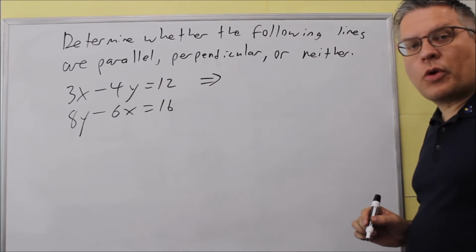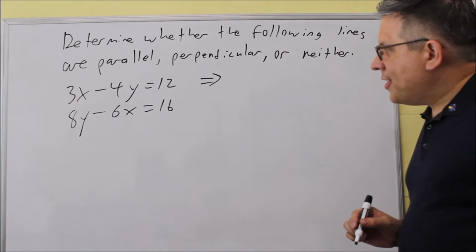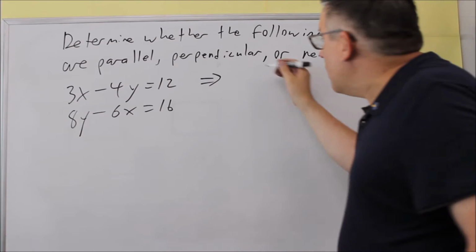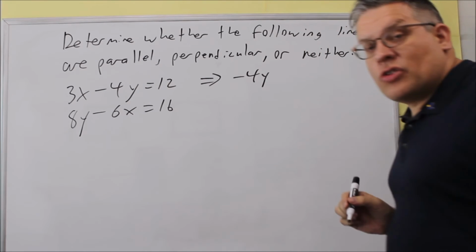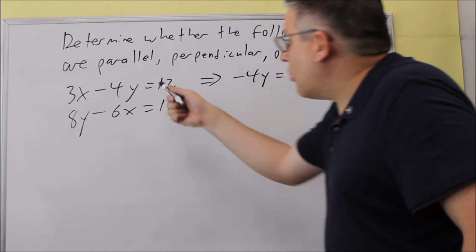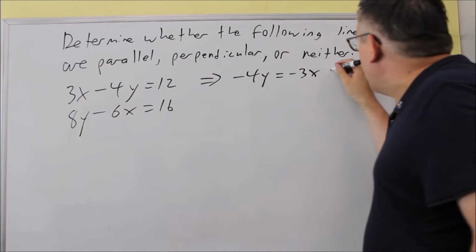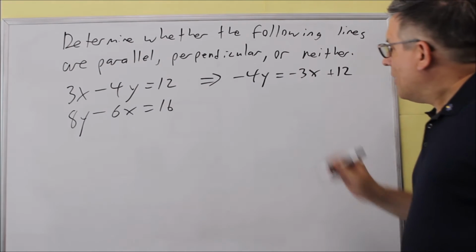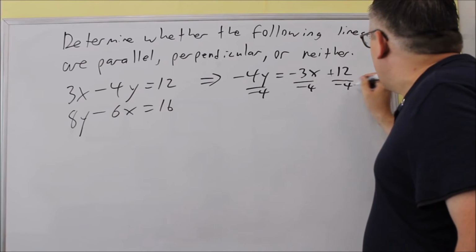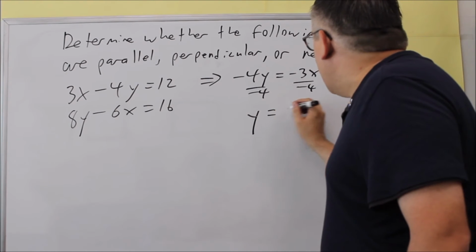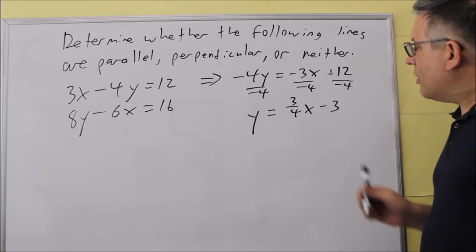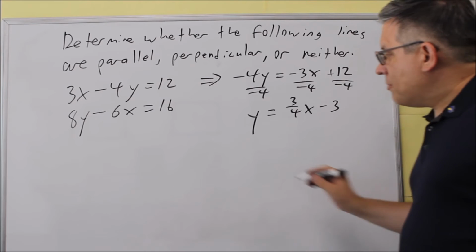Now the first one, we want to solve for the y. To do that, I'm going to move the 3x across the equal sign, so it's going to become negative. Now the negative in front of the y, that's still got to stay there. I still have the 12 over there, that's positive. Let's divide both sides now by -4. If I divide all those by -4, then I get y equals +3/4 x minus 3. So that's the slope of the first line.